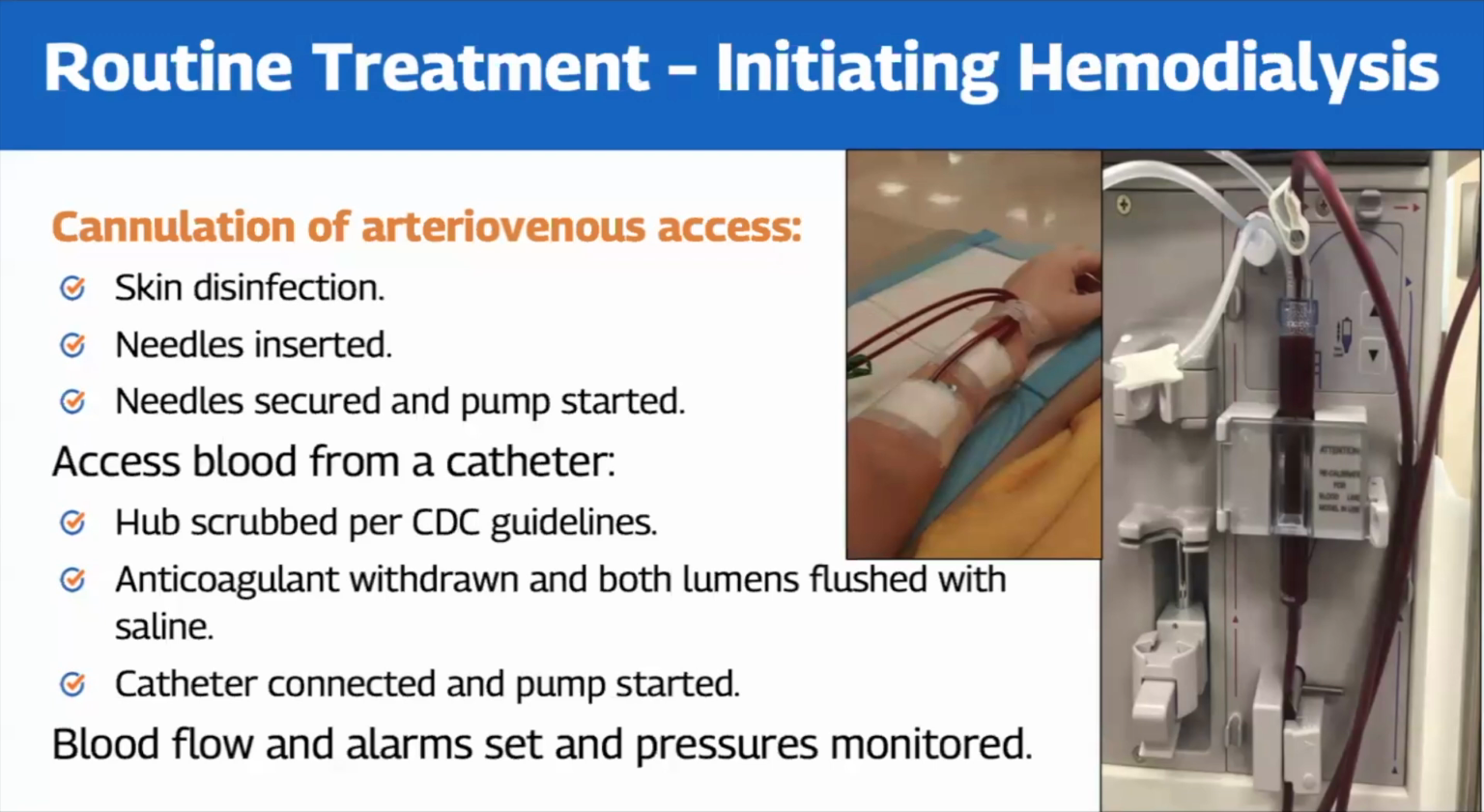So initiating hemodialysis, we would start with cannulation of the arteriovenous access using skin disinfection, with either alcohol, a chloroprep type cleaner, or betadine. And the needles are inserted. We use 17, 16, 15, and 14 gauge needles. So they're large needles and they're about an inch in length.